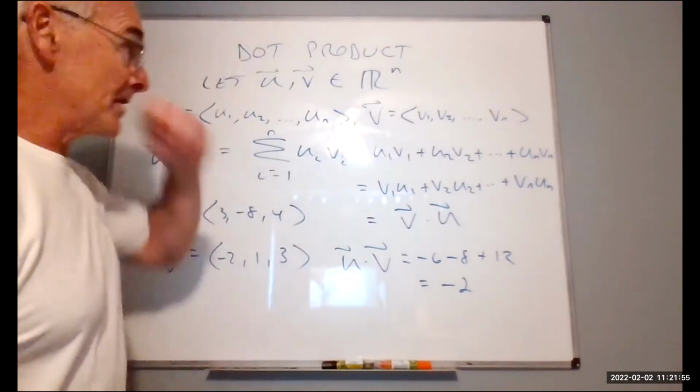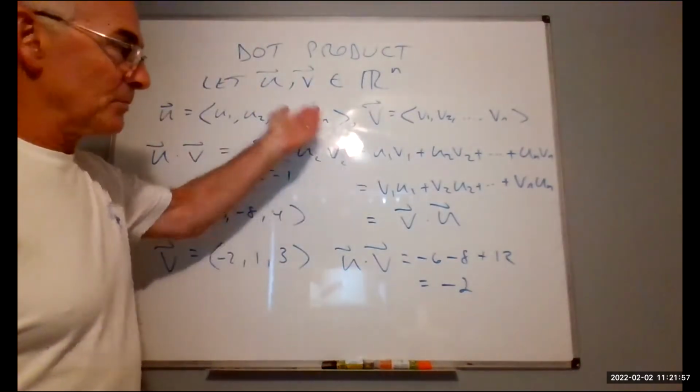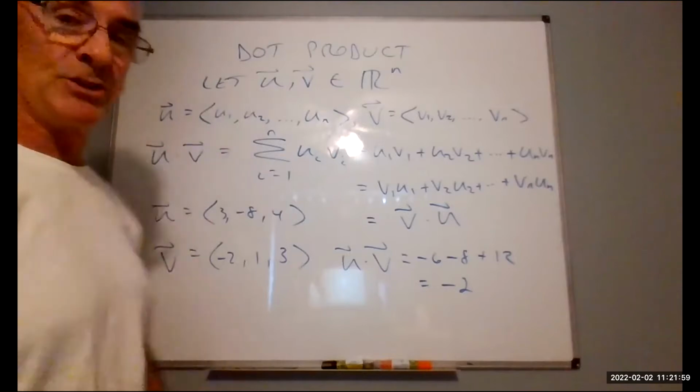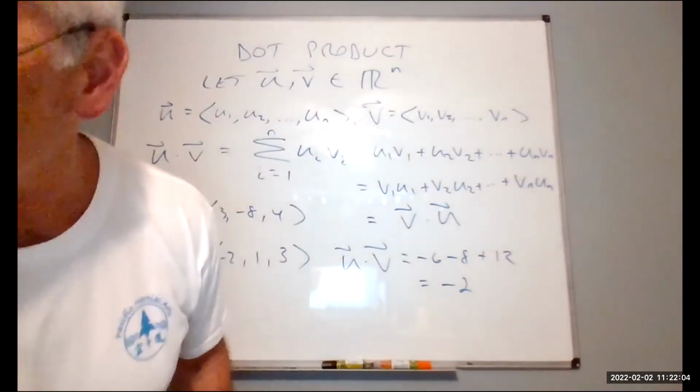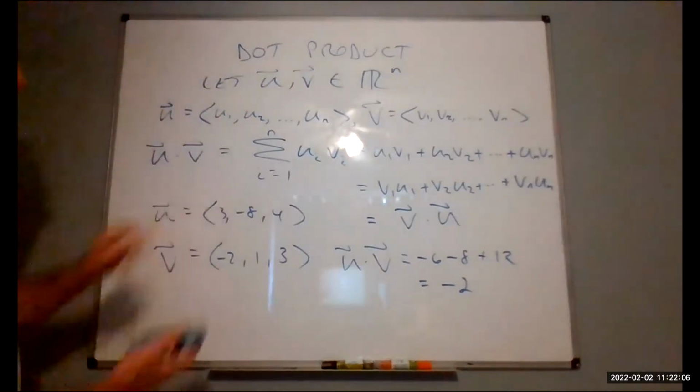So if dot product is simply a way of getting a scalar value between two vectors in the same dimension, it has to have some physical meaning. And so that's what we're going to discover next. Okay, I'm going to go ahead and erase this.